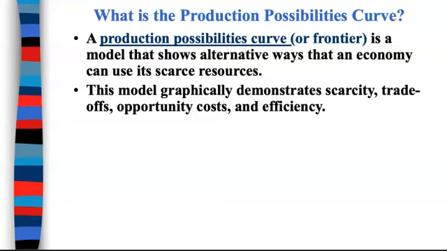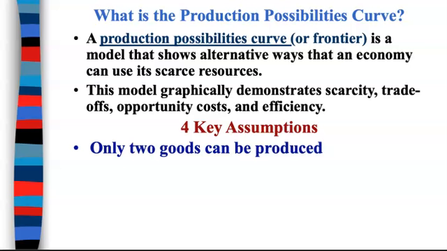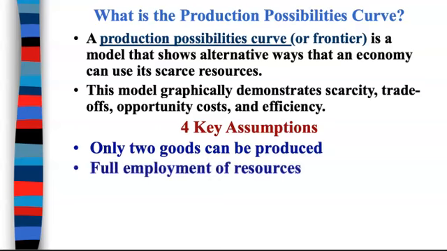And it's based upon 4 key assumptions. Those 4 key assumptions are, number 1, that only 2 goods can be produced within any economy or for any one person. The second key assumption is that you are fully employing your resources. So for instance, if the graph is about a country, that country is using everything that it has. If it's about you, we're going to assume that you're using all of your time and all of your resources in the production of those goods.